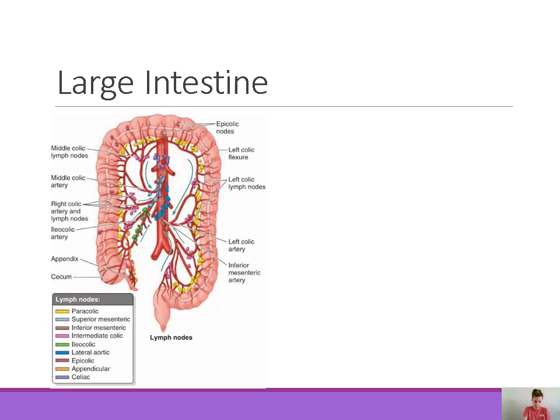We had appendicular nodes around the appendix. Appendicular nodes are going to then drain into the ileocolic nodes. So right here you see ileocolic nodes. Ileocolic nodes are going to drain into the superior mesenteric nodes. And then we continue to go up from there.